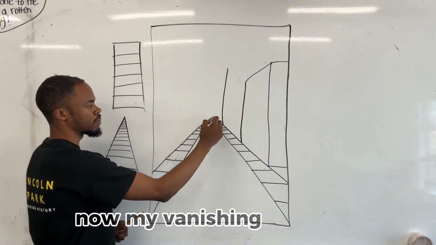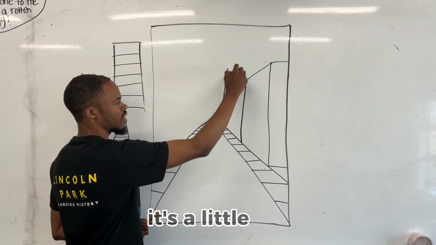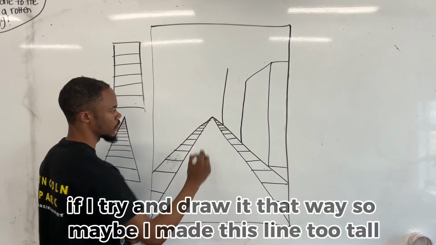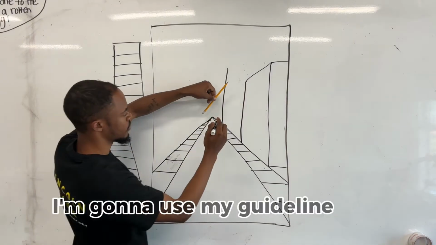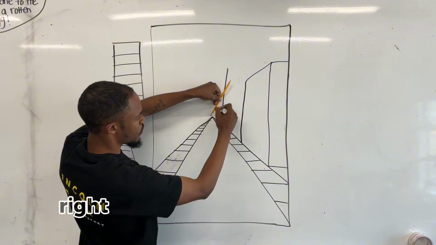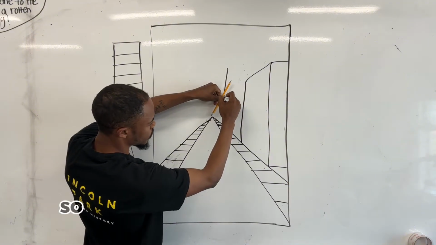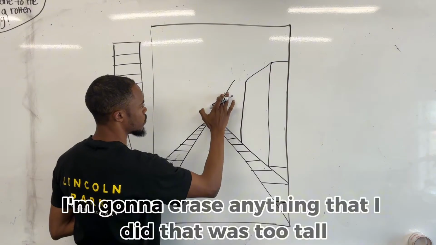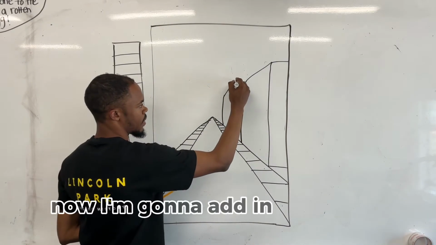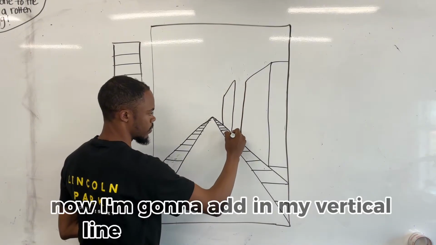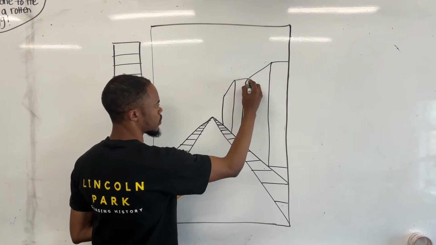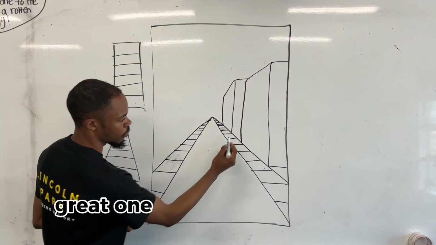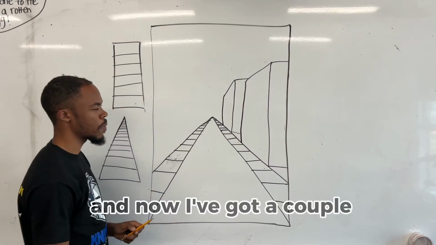Now, my vanishing point here, it's a little high if I try and draw it that way. So maybe I made this line too tall. I'm going to use my guideline, and I see, okay, right about there would be a good height for a building. So that is going to be my building height. I'm going to erase anything that I did that was too tall. Now, I'm going to add in my vertical line, and then my horizontal. Great. One more horizontal at the bottom here, and now I've got a couple buildings in here.